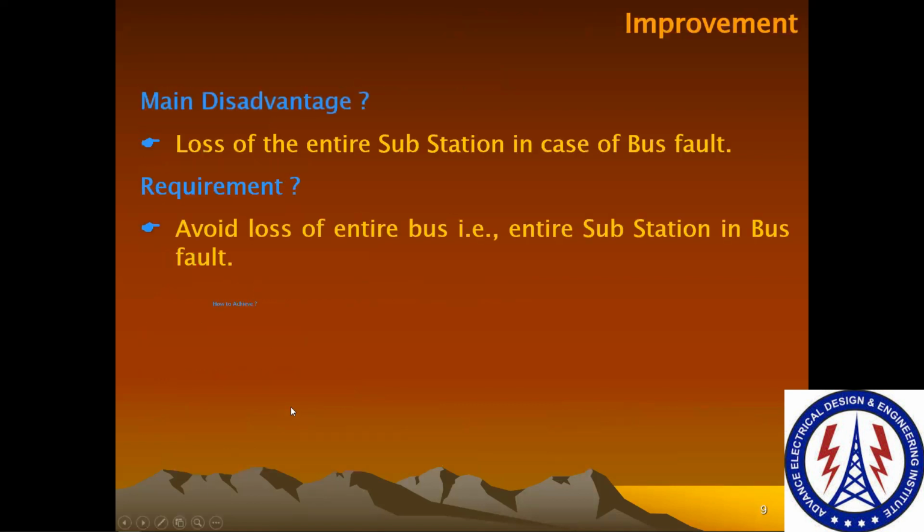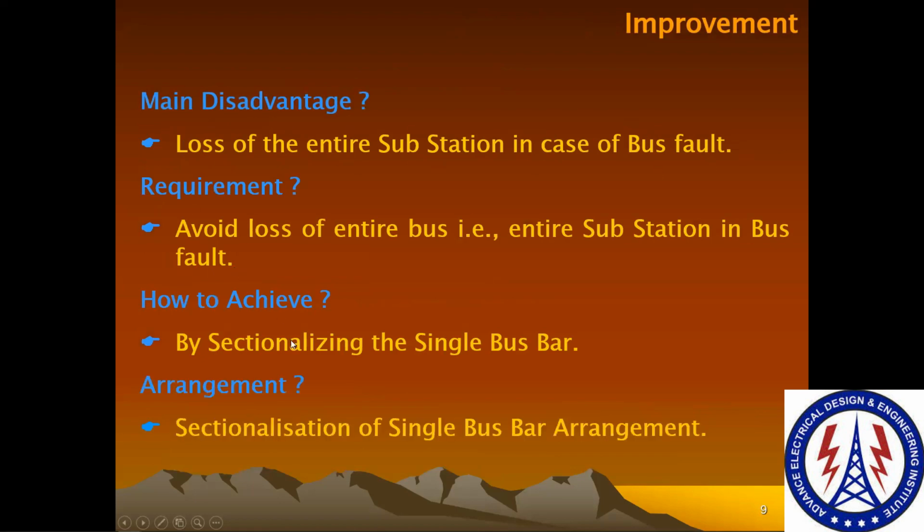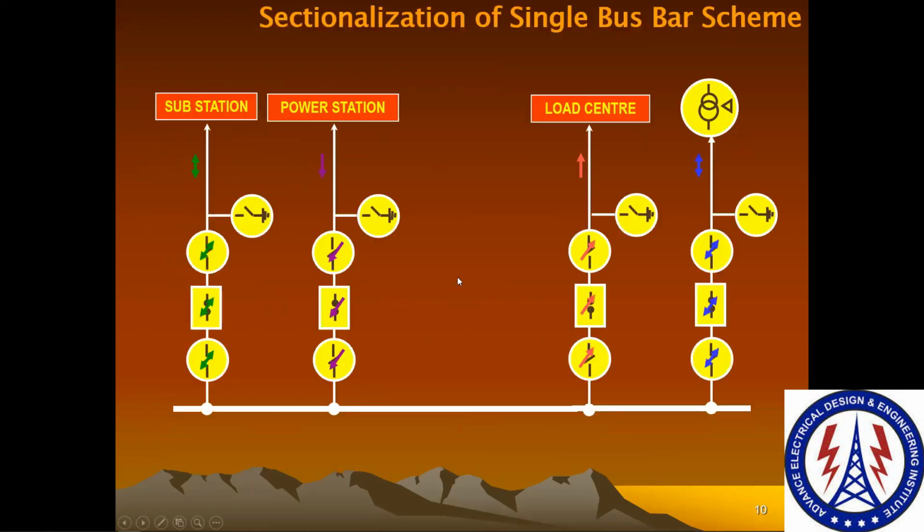Now, what improvement can we make? We can address the loss of the entire substation in case of a bus fault. We need a solution for this. So what we provide is the sectionalizer. In the sectionalizer, this is again the same system. Now you see there's a fault that happens on this. Again, the complete system will fail.